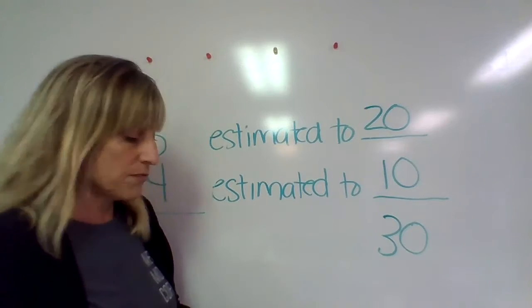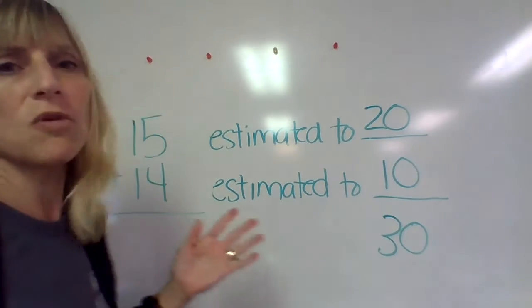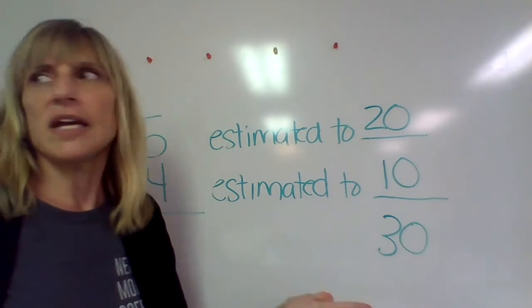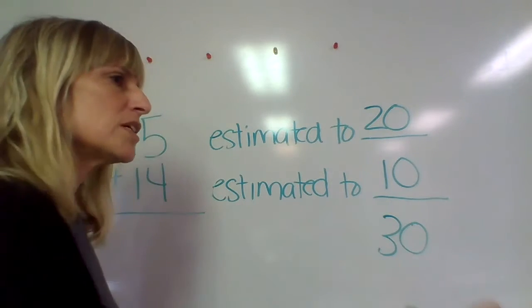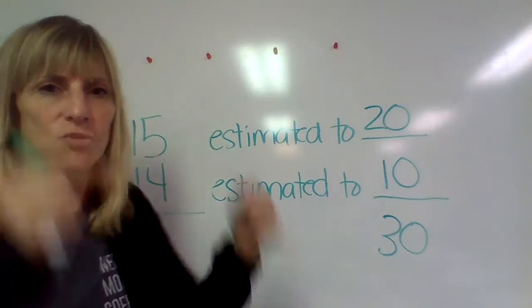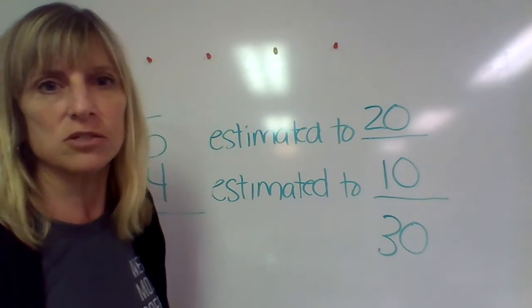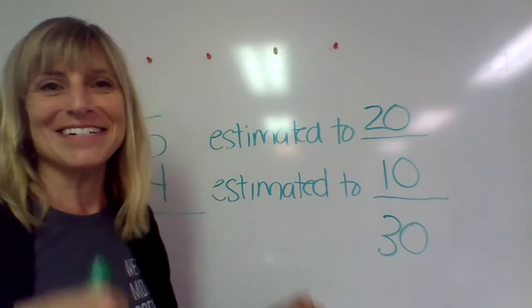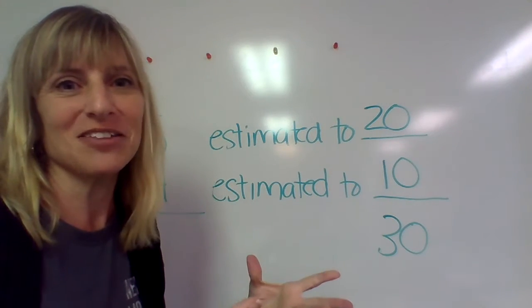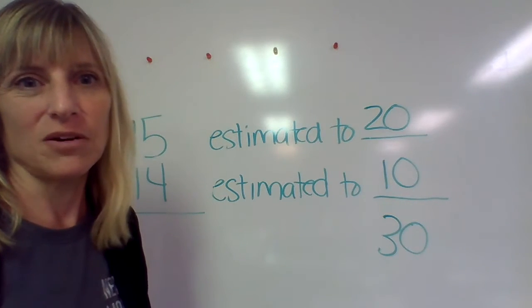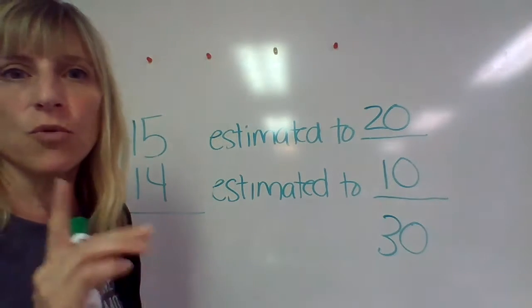Okay? So if I came up to you and said, oh, I have 15 apples in this basket and 14 apples in that basket. Instead of doing the math real quick in my head, I could say 15 is closer to 20, 14 is closer to 10, and so I'd estimate them together, and I'd have about 30 apples altogether. Okay? All right.